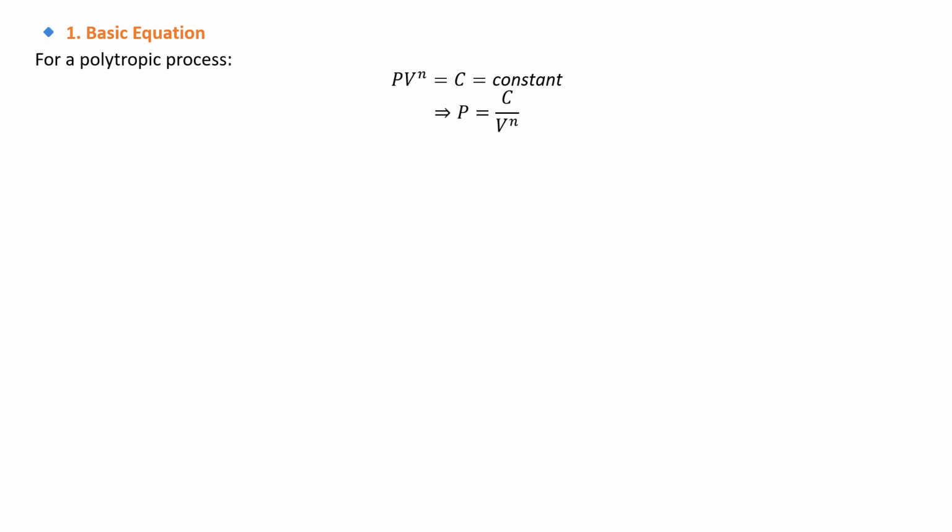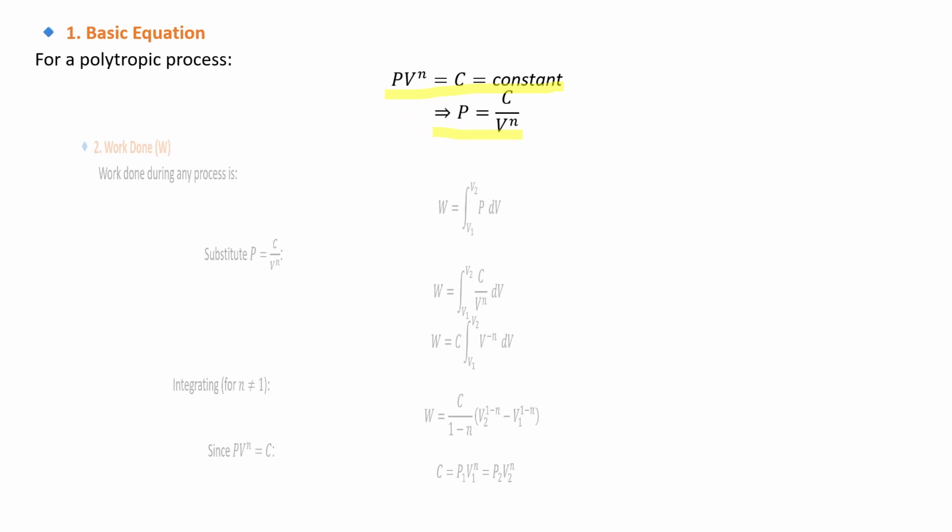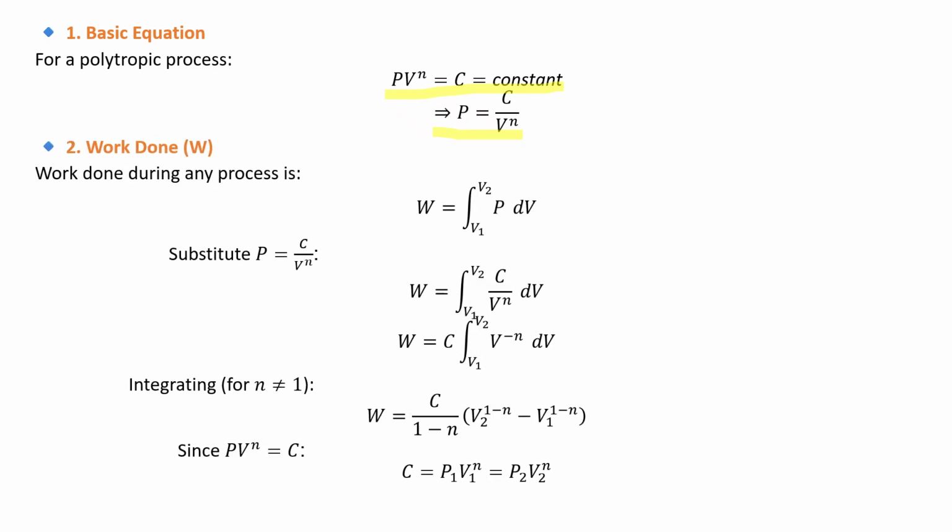Now, as we know, the basic equation for the polytropic process is PV raised to n equals to constant, or you can say P1 V1 raised to n equals to P2 V2 raised to n, that is equals to constant, or you can say this P, that is equals to C divided by V raised to n. Now we want to find out what is the work done for this process.